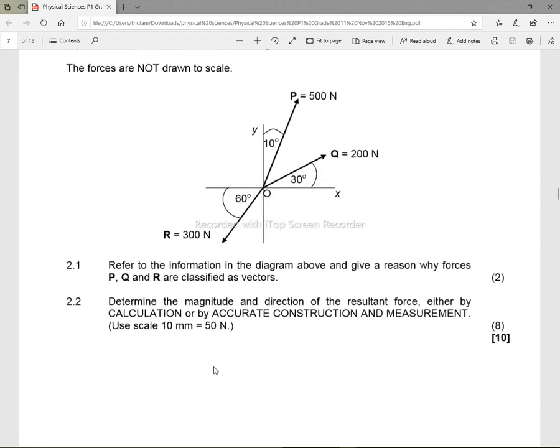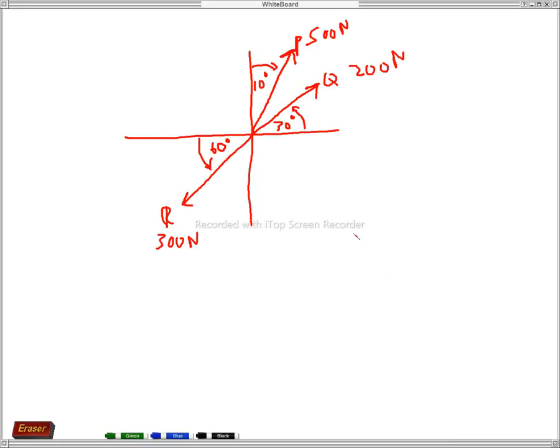Moving forward, they say determine the magnitude and the direction of the resultant either by calculation or by accurate construction and measurement. Use the scale, and so on. So I'm using a calculation like I said. So let me copy this onto the board. So there is my sketch. Now I have to determine the resultant. Before I can determine the resultant, I have to start by resolving my vectors, or my forces.